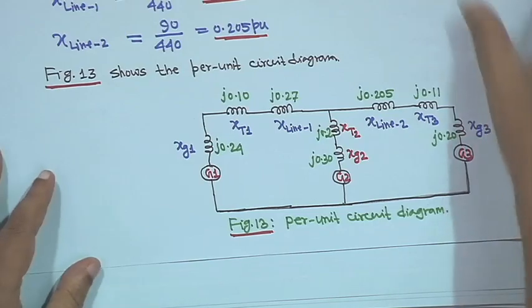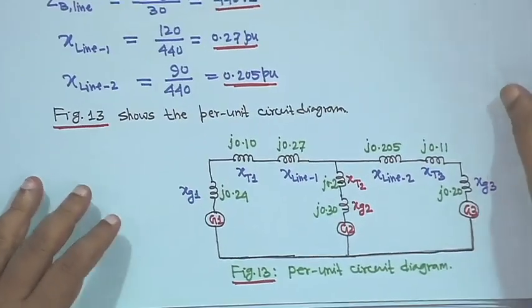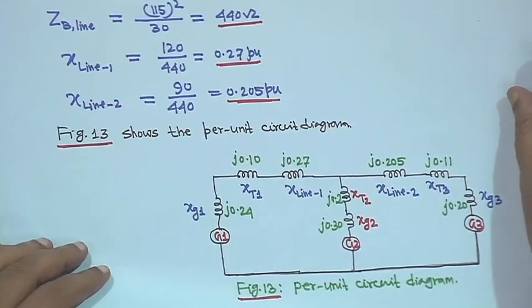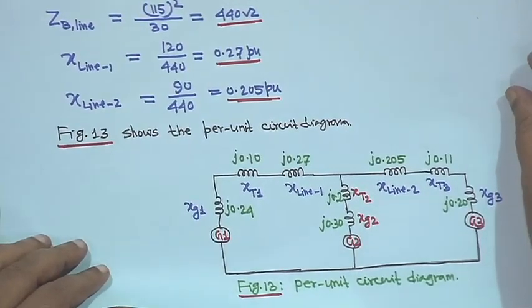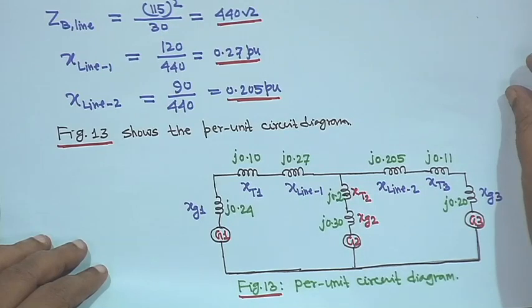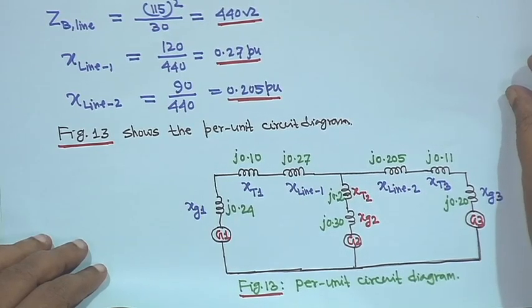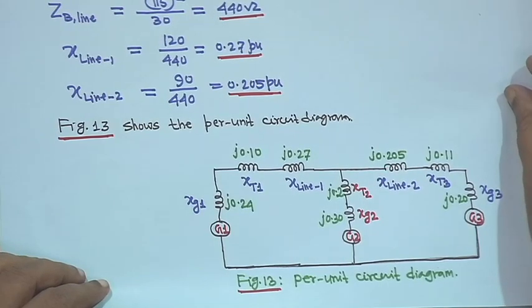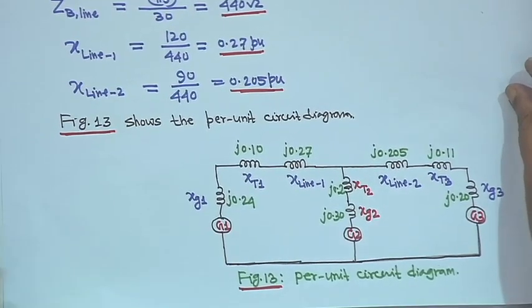This is a slightly difficult one, difficult in the sense that you have to transform every quantity into appropriate per unit values by converting it to the appropriate base. Base is more important.